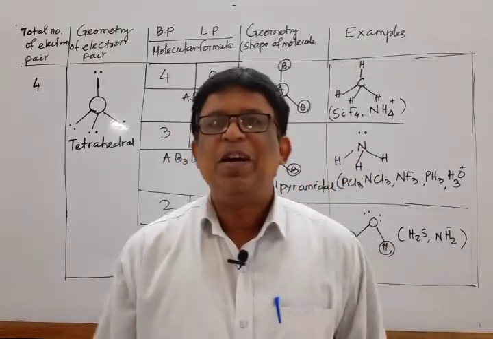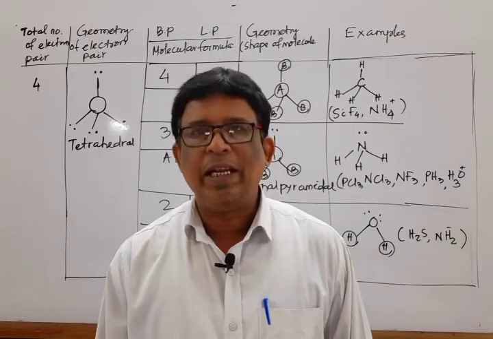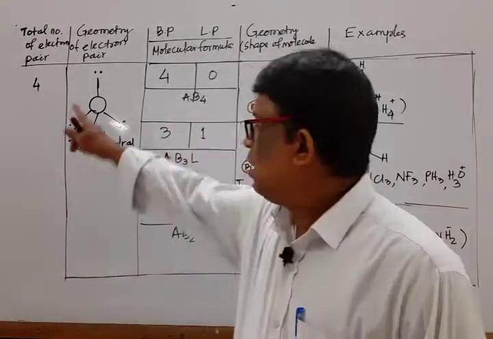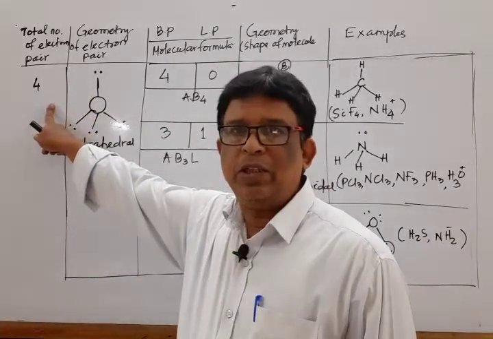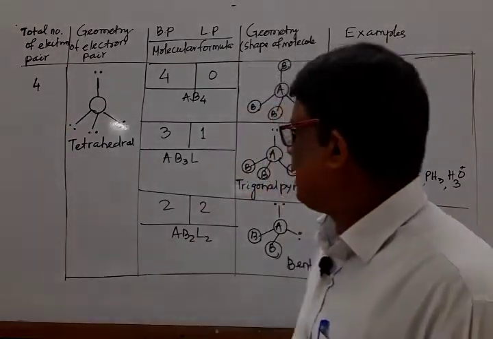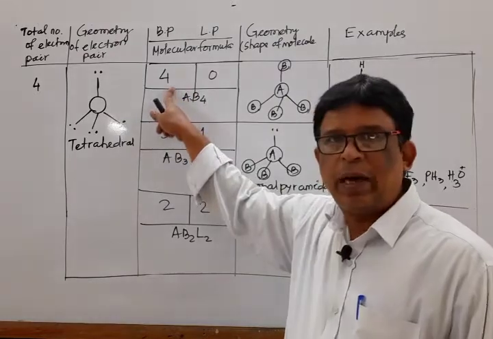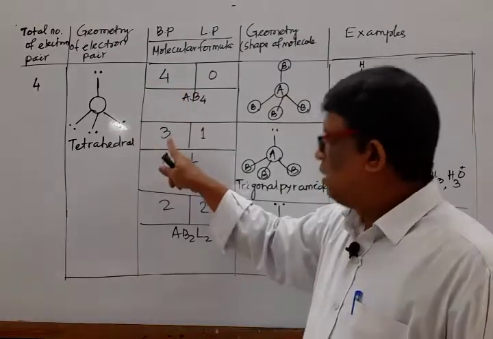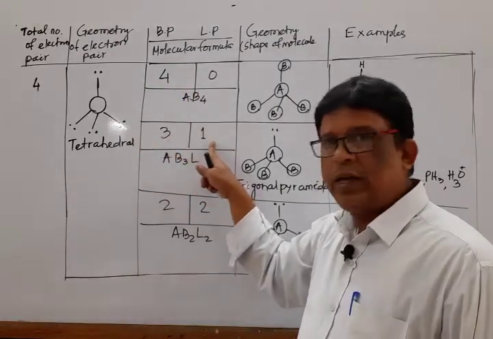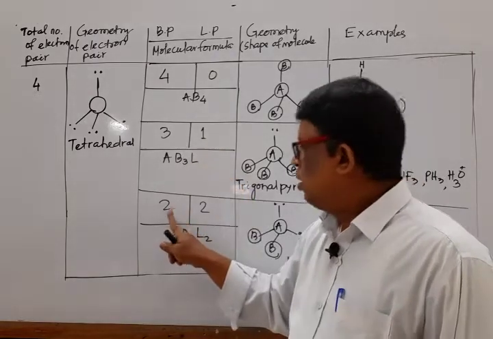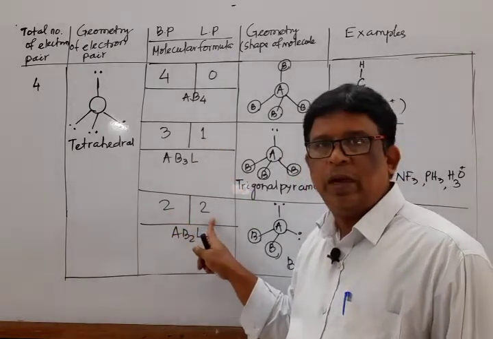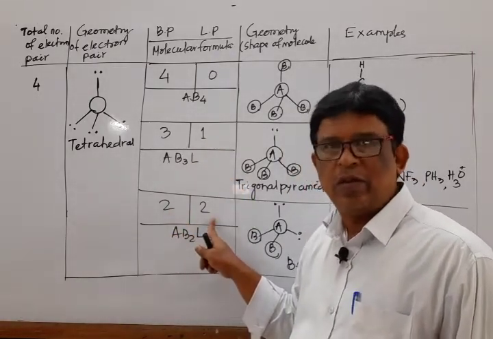Next move to total number of electron pair is 4. Mark that total number of electron pair is 4. Then 3 cases arise. Case 1, all the electrons are bond pair. Case 2, 3 bond pair, 1 lone pair. Case 3, 2 bond pair, 2 lone pair. Let us discuss one by one.